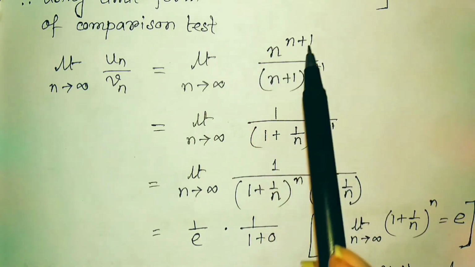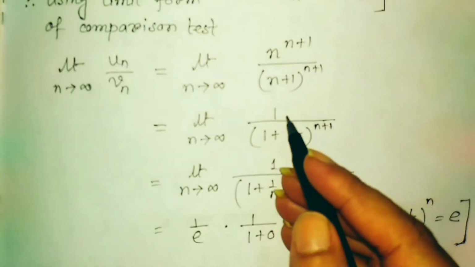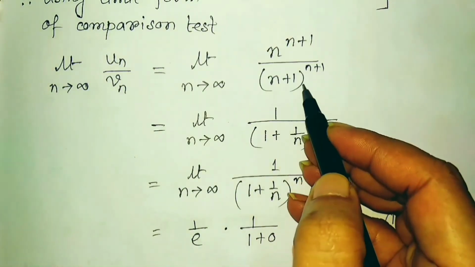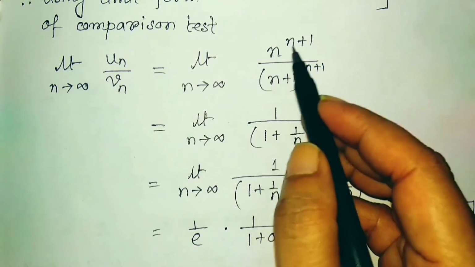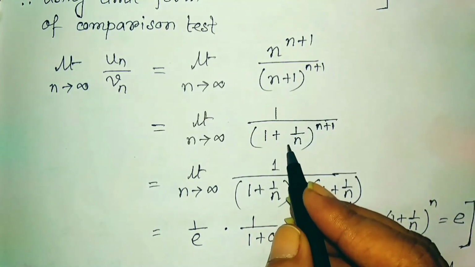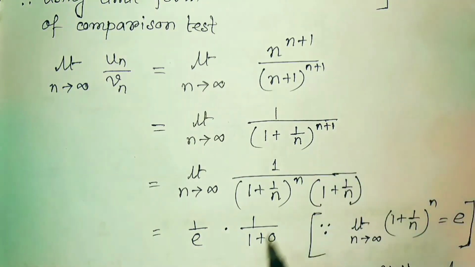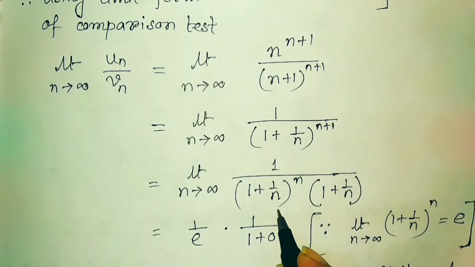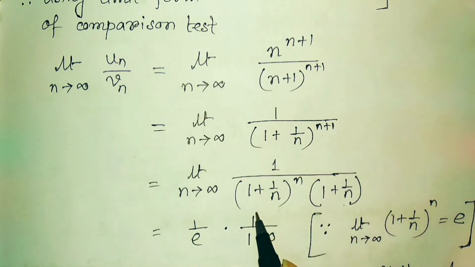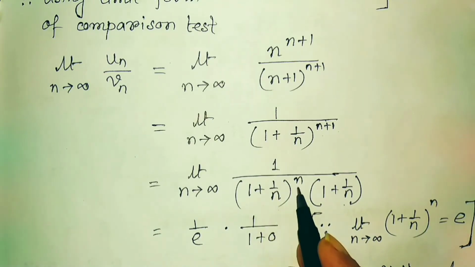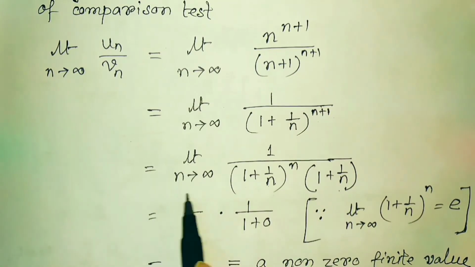Now how to simplify? We just simply divide the numerator and denominator both by n to the power n plus 1. So that we will find out it is 1 divided by (1 plus 1 upon n) to the power n plus 1. Now if we simplify this by splitting these two terms, we will find out these two, where we know that the limit of (1 plus 1 upon n) to the power n is equal to e. That is the exponential term, where limit n tends to infinity.